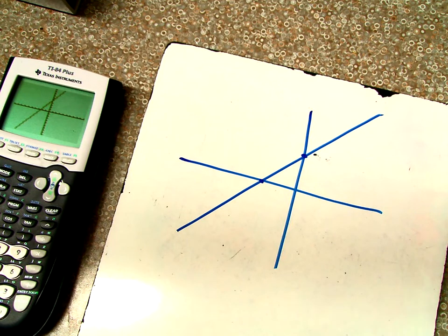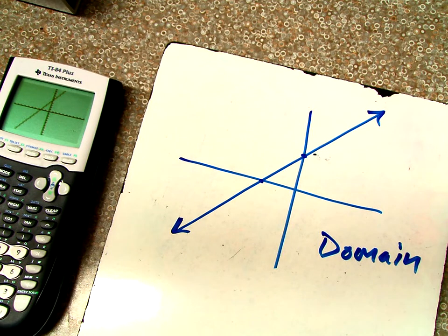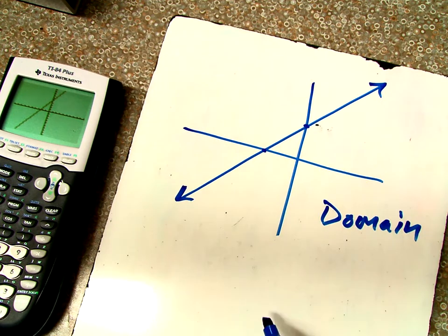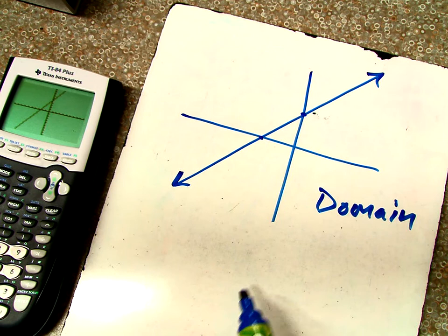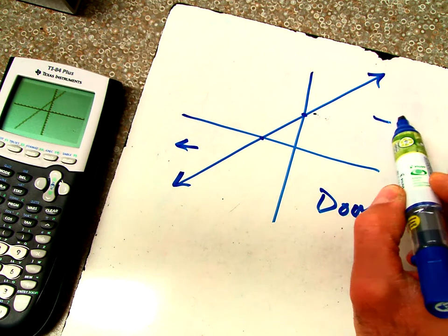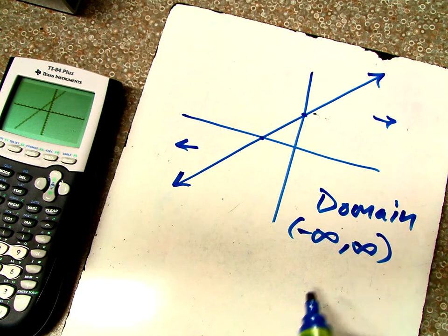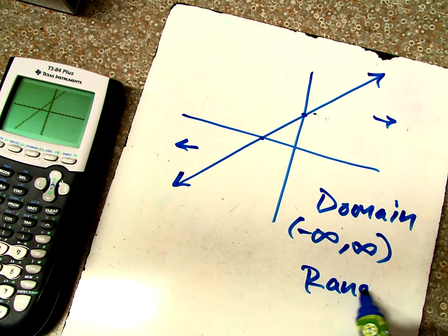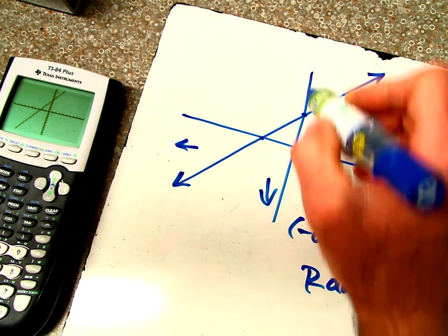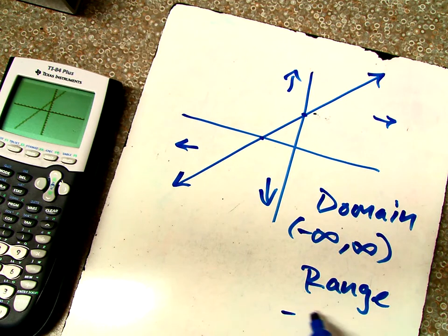So we need to find out, so these have arrows, the domain for this function is where the x values are. Okay, so this goes that way forever and that way forever. So the domain is -infinity to infinity. The range is up and down. Okay, and it goes down forever and up forever. It always starts negative and goes positive. So -infinity to infinity is the range.